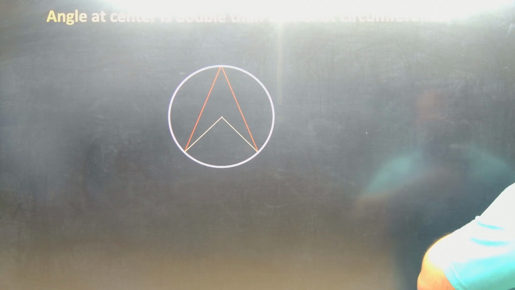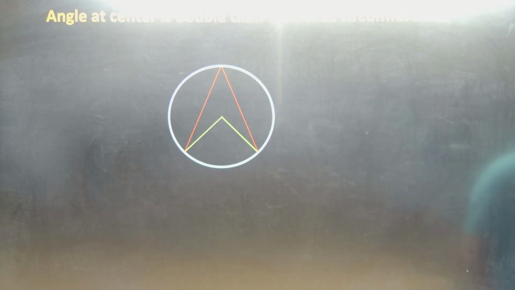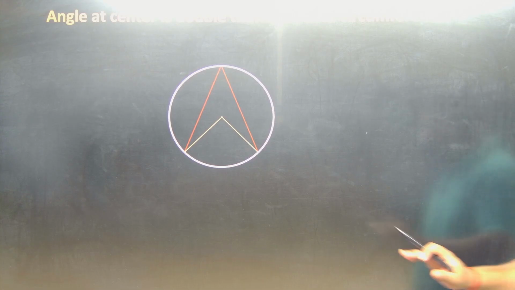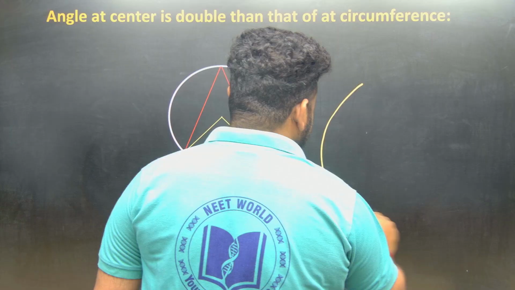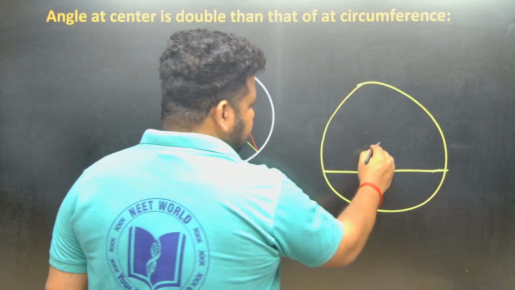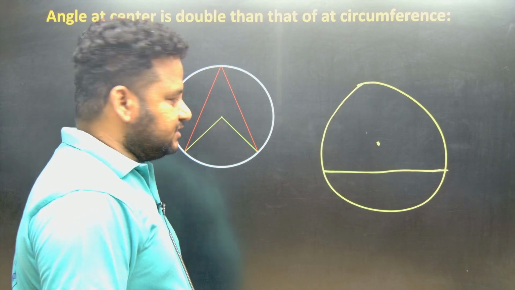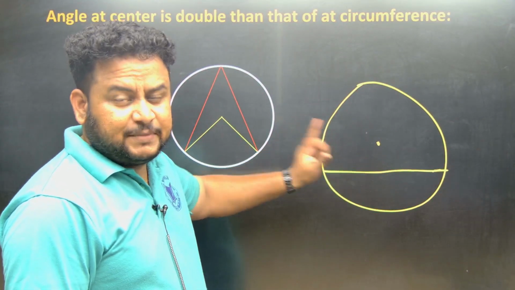Okay, this one: the angle at the center is double that at the circumference. Now see here. Till here I hope all of you are following. Now what does this mean? Now let me write it here. See here, let there be a chord here. Here there will be a center, and here there is a chord. This chord will divide the circle into 2 halves, but not equally.